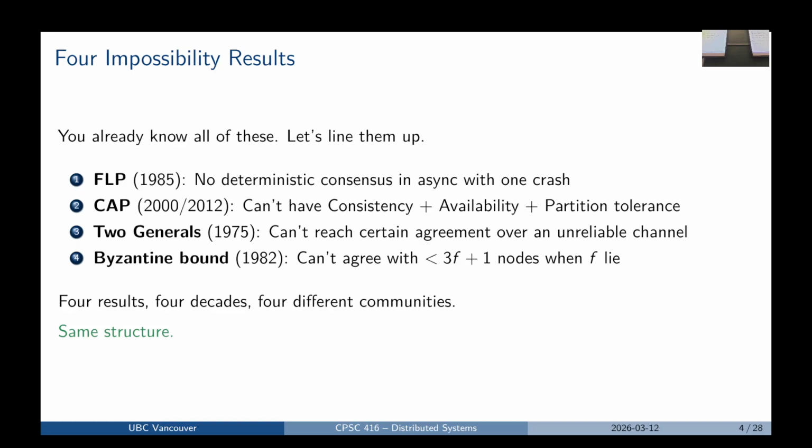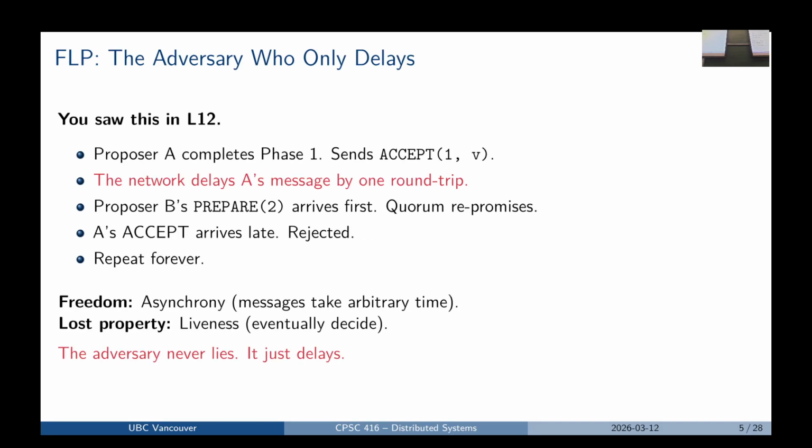The two generals problem, which we just got done talking about, and the Byzantine bound that, I think that was Lamport. That was Lamport, I think. Two generals was definitely a lot for it. What do these things have in common? They're all adversarial models. They're all something's going wrong. So they all relate back to failures.